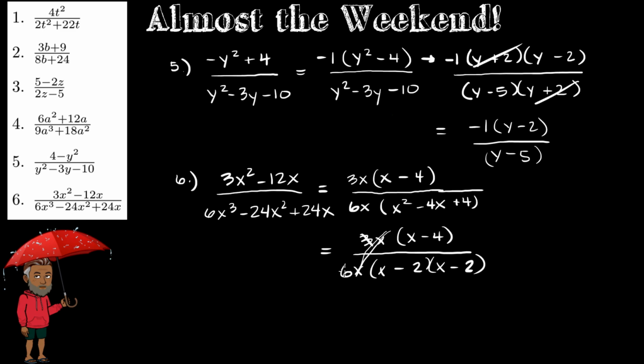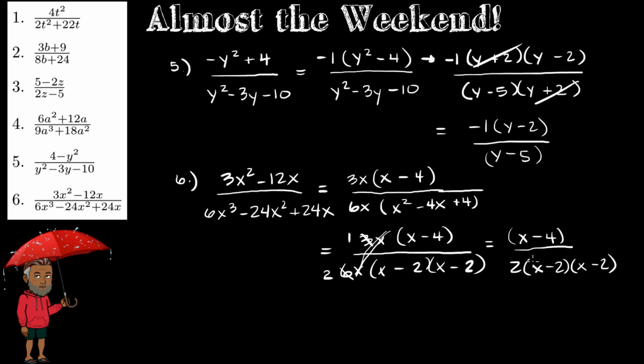And then the 3 and the 6 have 3 in common. 3 goes into 3 just once, and 3 goes into 6 2 times. Now, I don't need to write the 1 on the top unless there's something there, sorry, unless there's nothing there. So I'm just going to write x minus 4 on the top. I like to keep the parentheses on the problem. And then 2 times, and then x minus 2, and x minus 2.